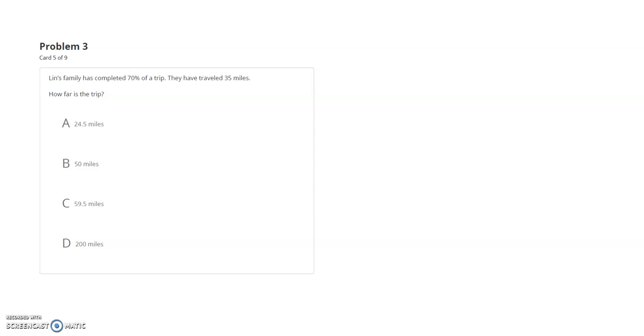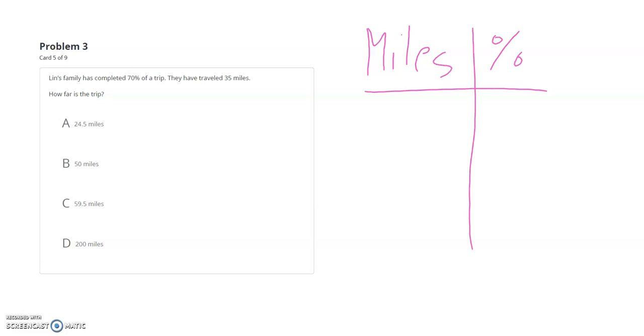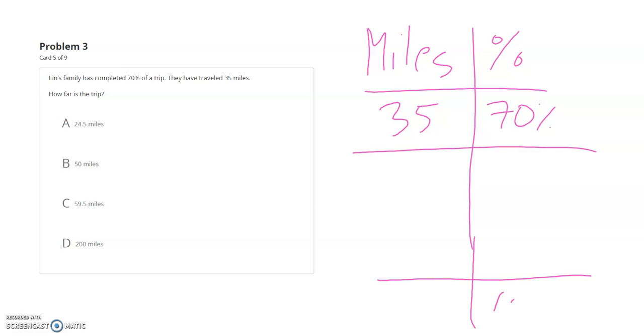So, we're looking at miles. And we're looking at the percent of their trip. They've gone 35 miles, which is 70% of their trip. We are trying to get to 100% of their trip because we want to know how far is the whole trip, which means we need 30 more percent.